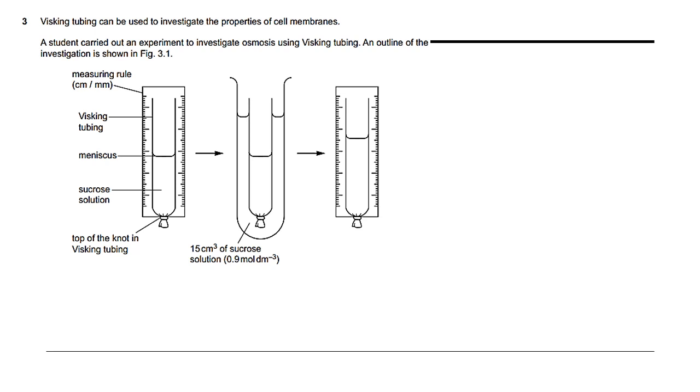Visking tubing can be used to investigate the properties of cell membranes. So wherever you see Visking tubing, please know that you're most likely going to be dealing with something that has to do with osmosis. Okay, so Cell Membranes and Transport, chapter 4. Please go watch those videos if you haven't. Trust me, these are very helpful.